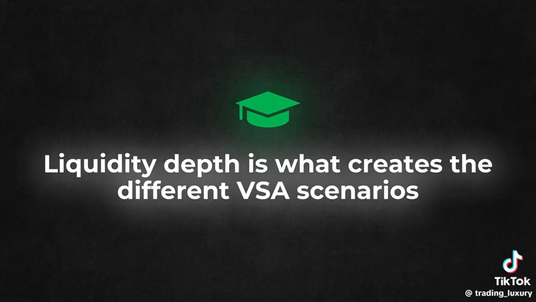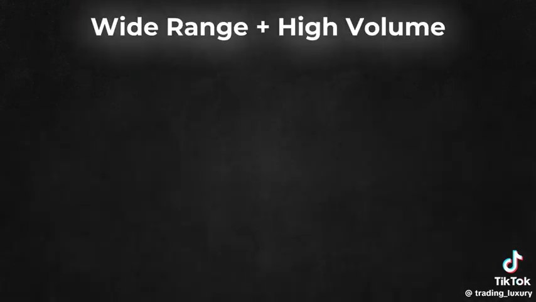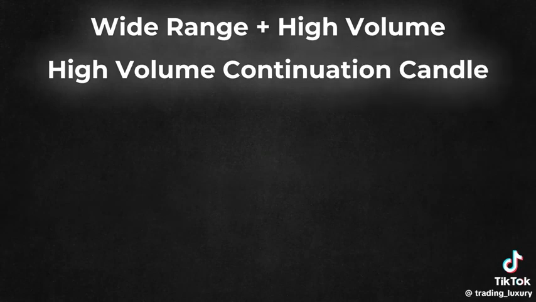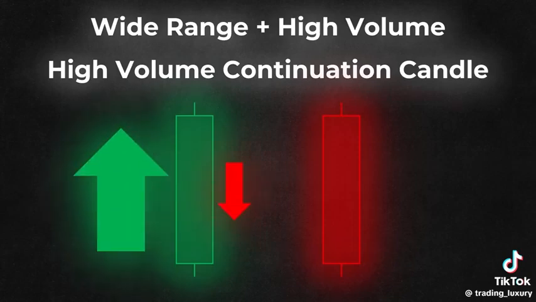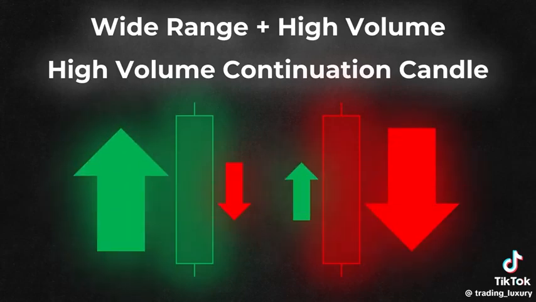Let's begin with the most intuitive of all examples, which is when we see a wide range candle supported by high volume. This is also called a high volume continuation candle. There is a decent level of supply and a decent level of demand, but in the case of a bullish continuation candle, there is more demand than supply, and in the case of a bearish continuation candle, there is more supply than demand.